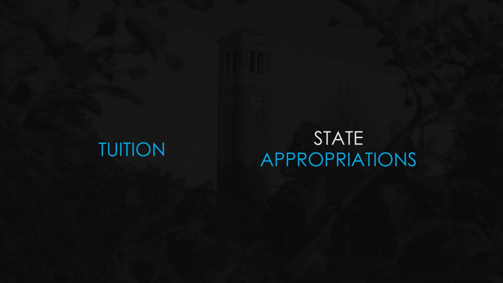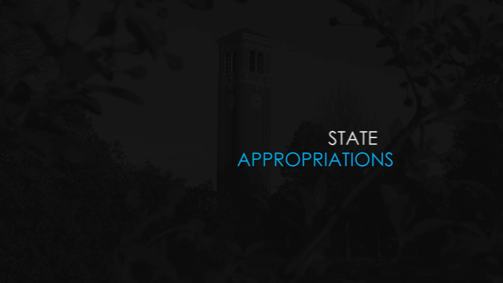There are two main funding sources for Iowa's Regent universities: tuition and state appropriations. Tuition is what Iowa's public universities charge students for the education they received while attending Iowa, Iowa State, or UNI. But what are state appropriations? And how do Iowa's public universities receive them?